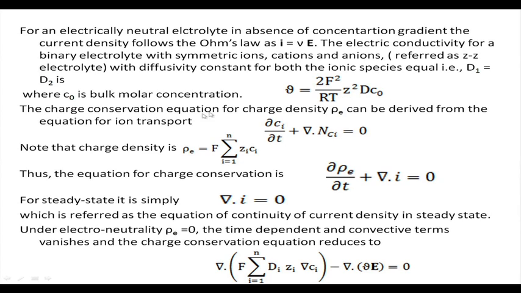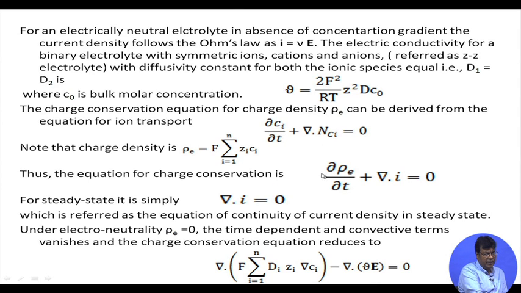Now, from this current density equation, we can derive the conservation of charge density, and the equation for the charge density can be derived this way. So, now charge density we have defined as rho_e, governed by this relation, F into sum of Z_i C_i. C_i is the molar concentration of the ith ionic species. So, if I multiply with that, and this is the relation.